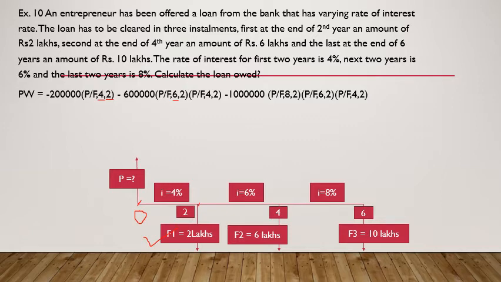Between 4 and 2 there is a constant rate of interest of 6%. That's why I use the factor value P by F comma 6 comma 2. Now what happens? This particular factor will convert this 6 lakh to a value at t is equal to 2. Then I again multiply it by the factor P by F comma 4 comma 2, because from second year to 0th year I have the rate of interest of 4%. Hence I multiply it by P by F comma 4 comma, what is the distance? 2 years. That's why n is equal to 2.